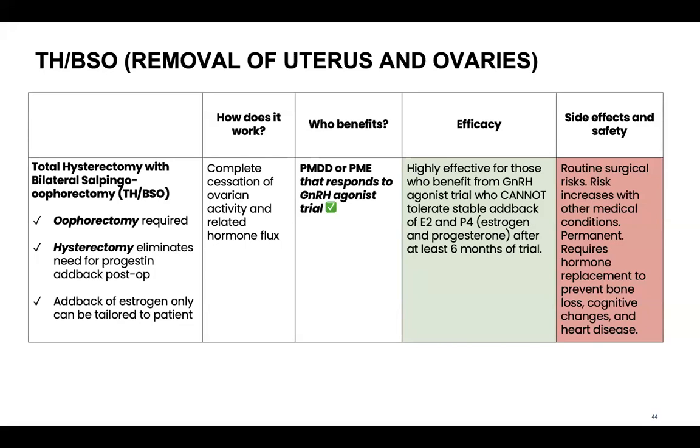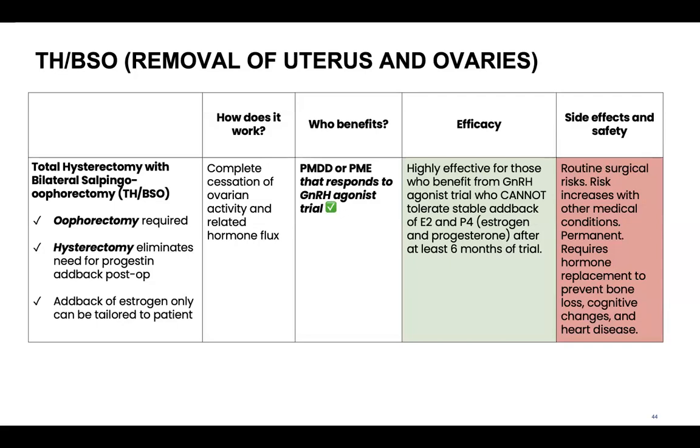So how does this work? This is a complete cessation of ovarian activity and related hormone flux. This is beneficial for PMDD or PME that responds to the GnRH agonist trial. So even though we know PME of depression doesn't respond very well to the GnRHA, other forms of PME may. If they trial the GnRHA and it works really well, they're a good candidate for the surgery.